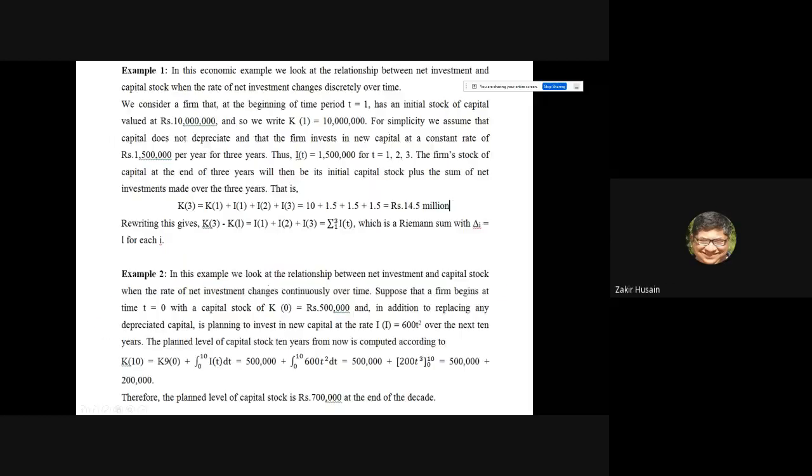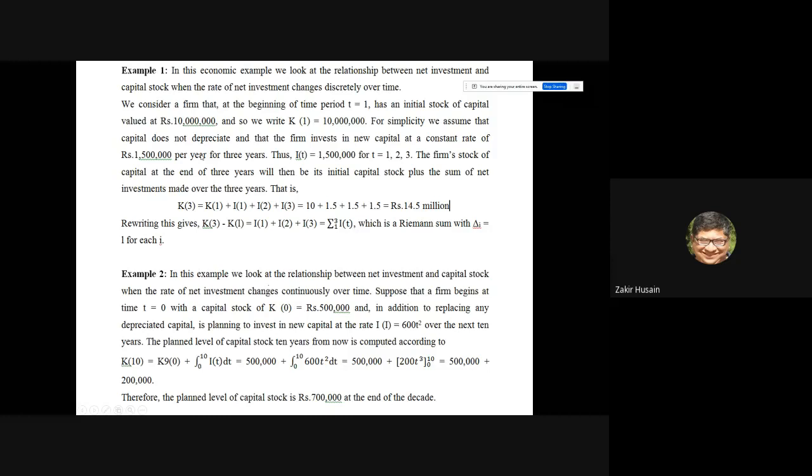So over here, we take the discrete case. There's a firm, t is 1. It has an initial stock of capital given by 10 million. So we can write K1 equal to 10 million. We assume that capital does not depreciate and the firm invests in new capital at a rate of 1.5 million per year. And this goes on for 3 years.